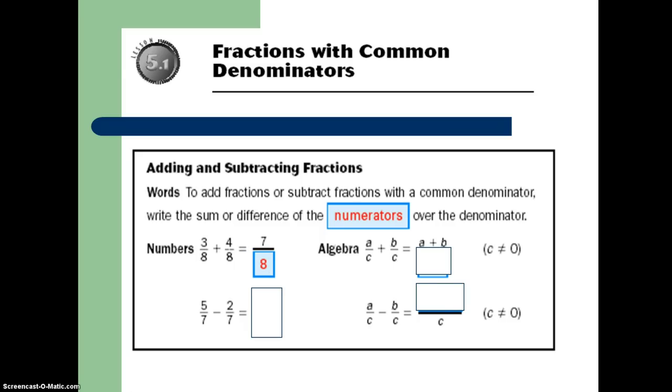5 sevenths minus 2 sevenths. Take 5 minus 2, which is 3, over the denominator of 7. The algebra tells you that it works with any number, as long as the denominator is not 0.